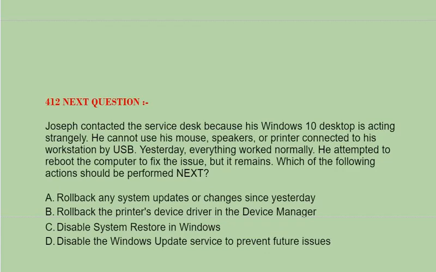Question is, Joseph contacted the service desk because his Windows 10 desktop is acting strangely. He cannot use his mouse, speakers, or printers connected to his workstation by USB. Yesterday, everything worked normally. He attempted to reboot the computer to fix the issue, but it remains. Which of the following actions should be performed next?